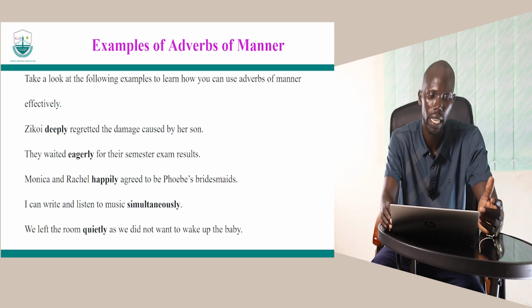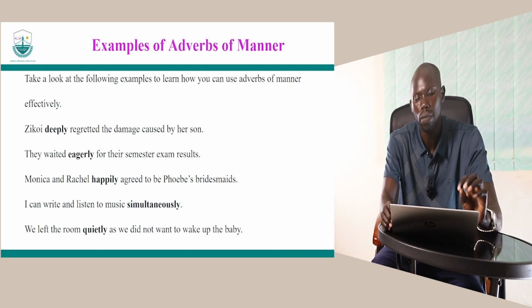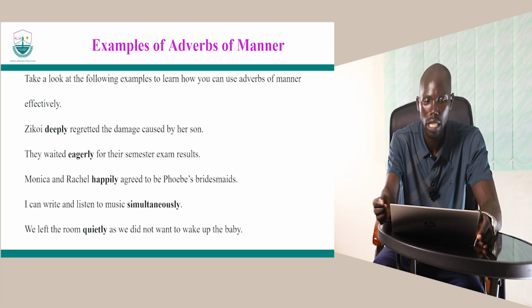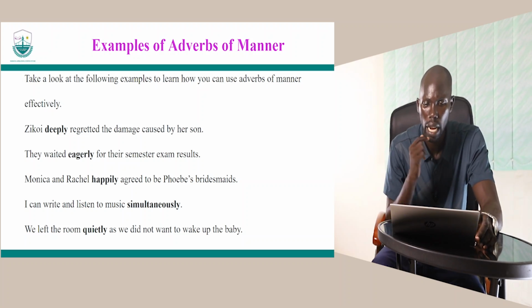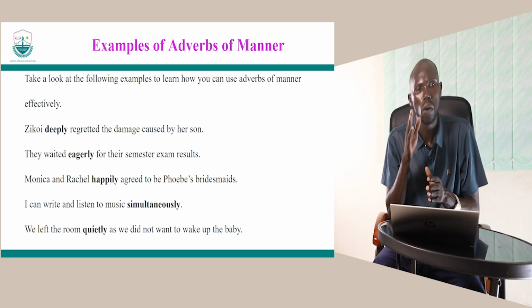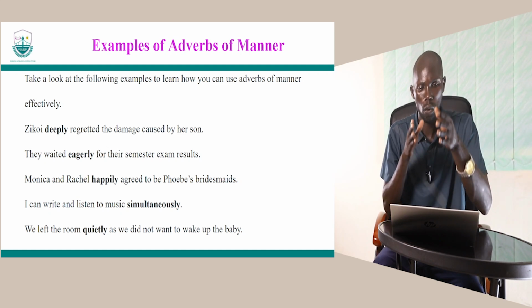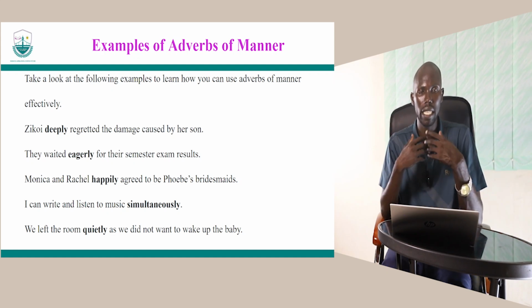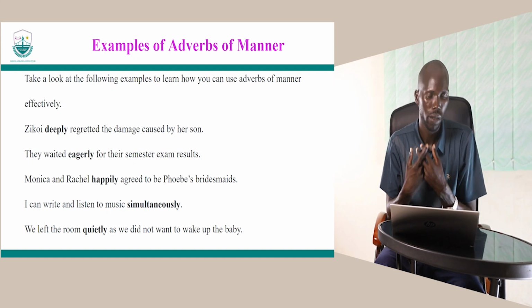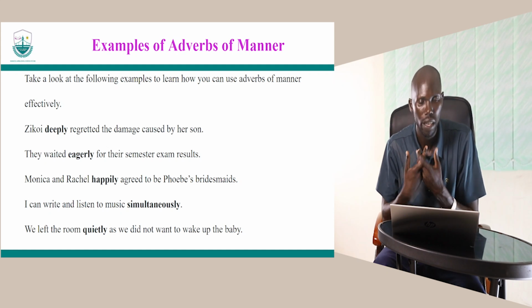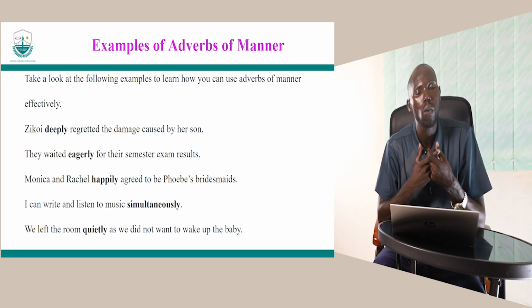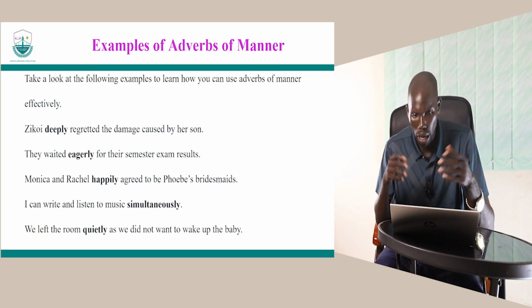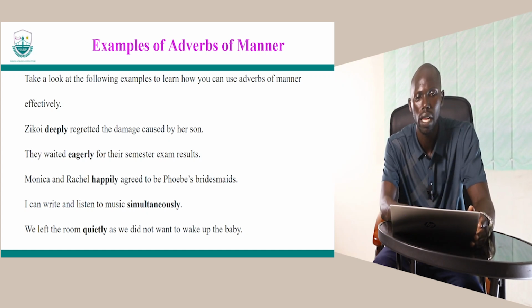And then the next example says, we left the room quietly as we did not want to wake up the baby. The word quietly tells us how you left the room. How did you leave the room? We left it quietly, as we do not want to wake up the baby.